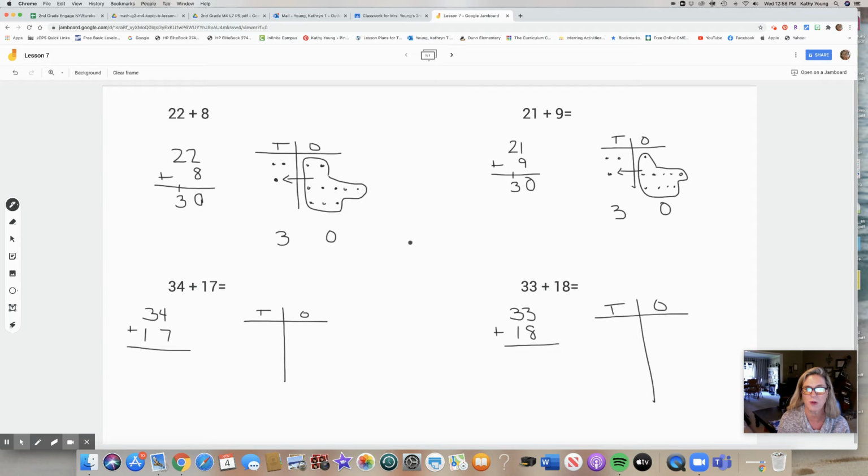Now we're going to move into some problems where we're going to have some 1s left over after we bundle our 10. So this one is 34 plus 17. So I'm going to draw my 34. And I'm going to draw my 17. I'd like them to be separated just a little bit so you can see your different numbers and make sure that you've got everything.